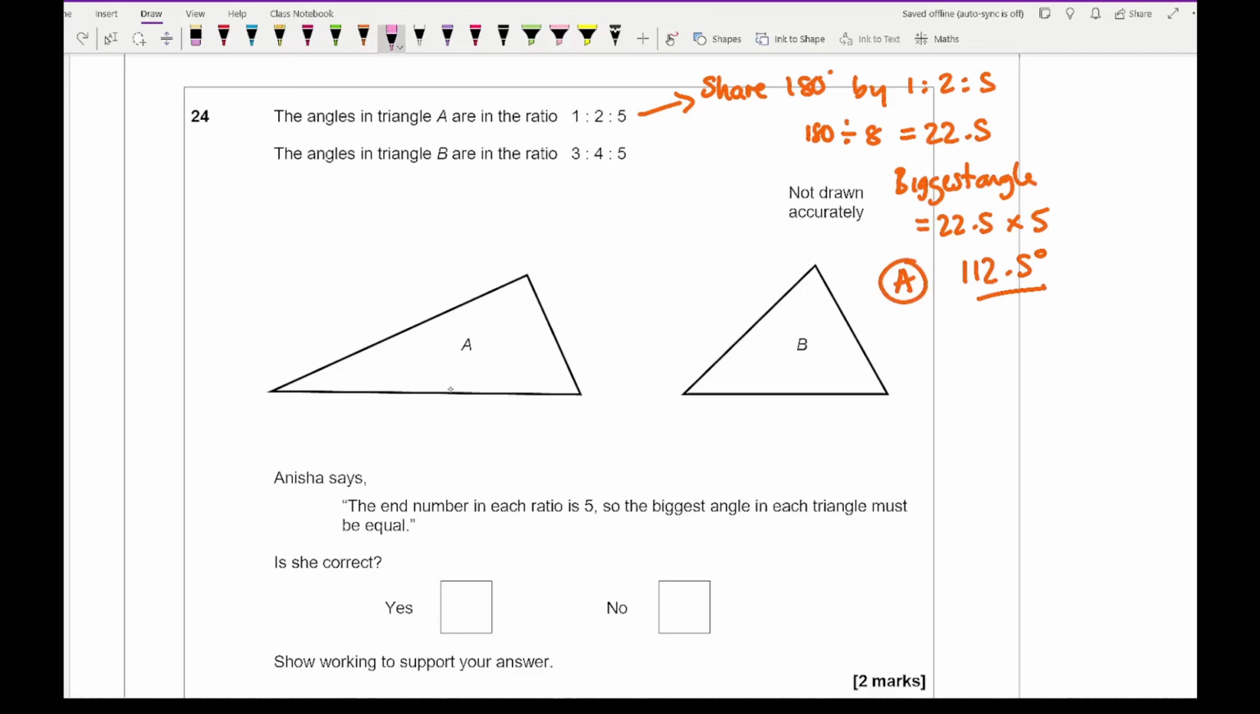Then for B, I'm going to do 180 divided by 12 parts, so 180 divided by 12, which is 15, and then do 5 times 15, which is 75. So for B, the biggest angle equals 75 degrees. So therefore, she is not correct.